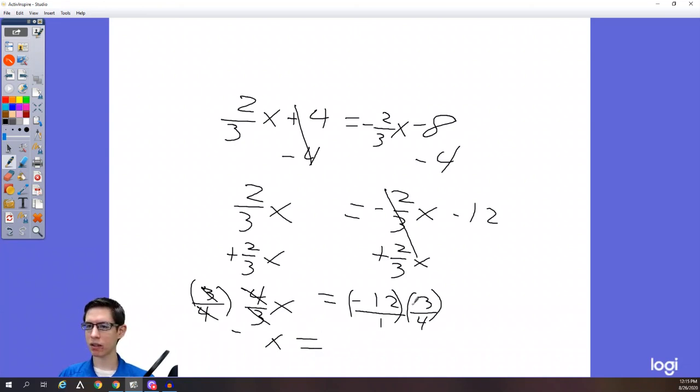And over here, once again, I've got a 4 on the bottom. What's 12 divided by 4? Well, it's 3. So we've got a negative 3 multiplied by a positive 3. And the bottom number is just 1, right? 4 cancels out to be a 1. 1 times 1 is 1, so we're left with just a whole number of negative 9.